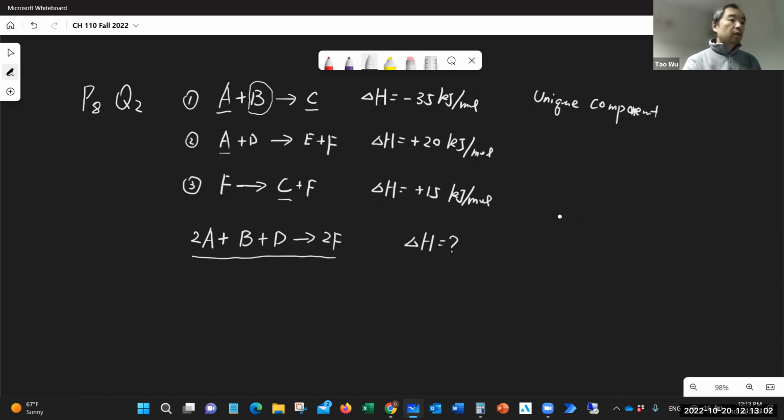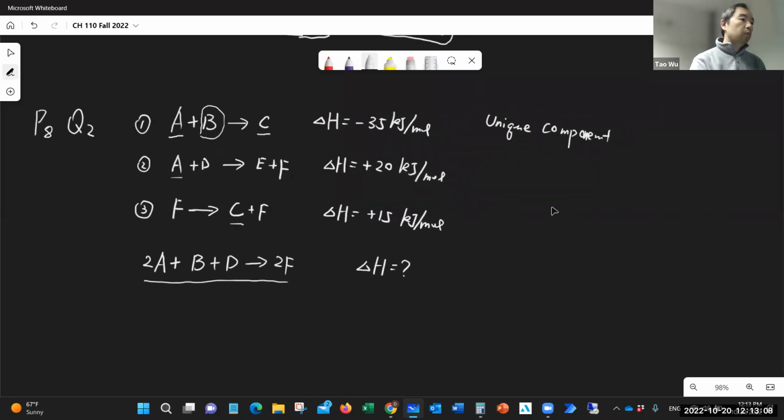I know you're still confused, so let's just keep doing this, and then you will probably know what it means. For the first equation, you don't have to modify it. You just keep it as it is. The first equation is just A plus B to form C, and the delta H is still negative 35 kilojoule per mole.